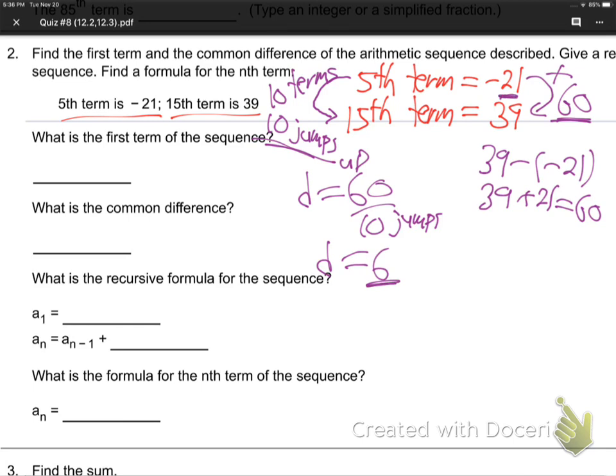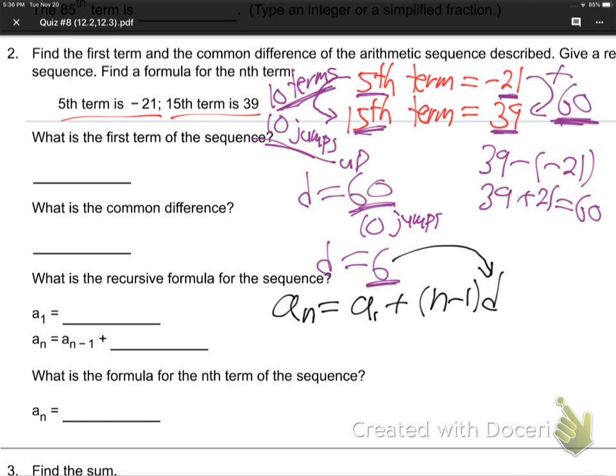If it's going up from negative 21 to 39, it's going up 60 in 10 terms, from the 5th term to the 15th term, 10 jumps. Then 60 over 10, 6 per jump. So I've got the d. Now let me write the A sub n formula. A sub n is A1 plus (n minus 1)d. So I've got the d is 6.